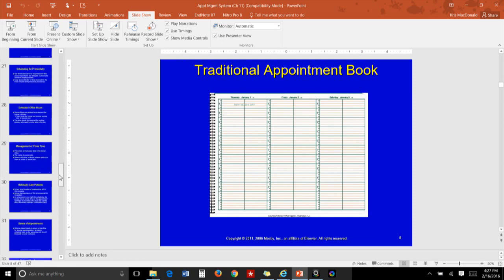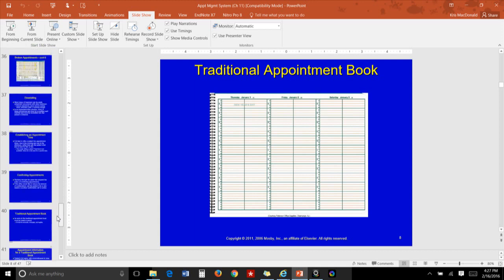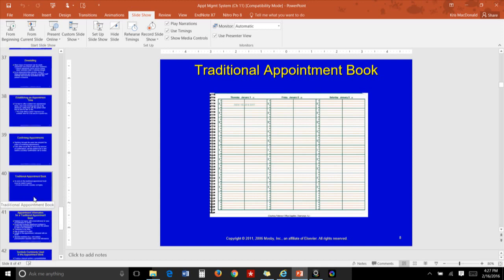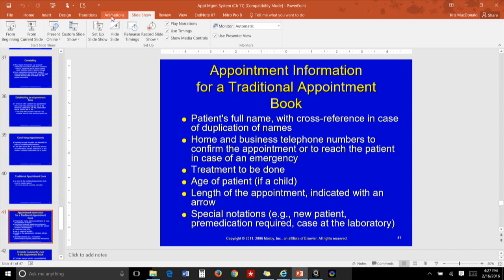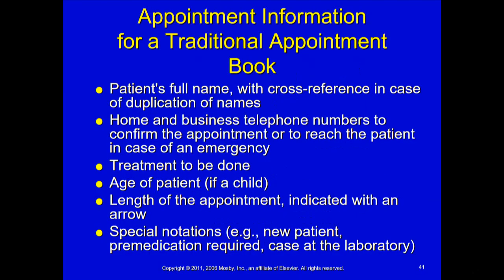Look at this, we're almost done. I'm just trying to find that slide again. We're close to done.